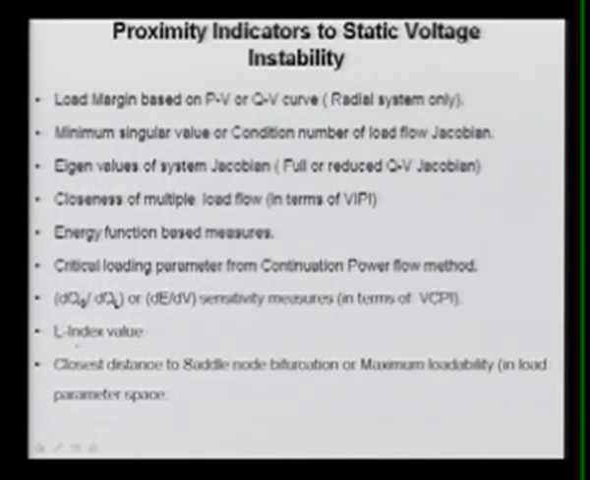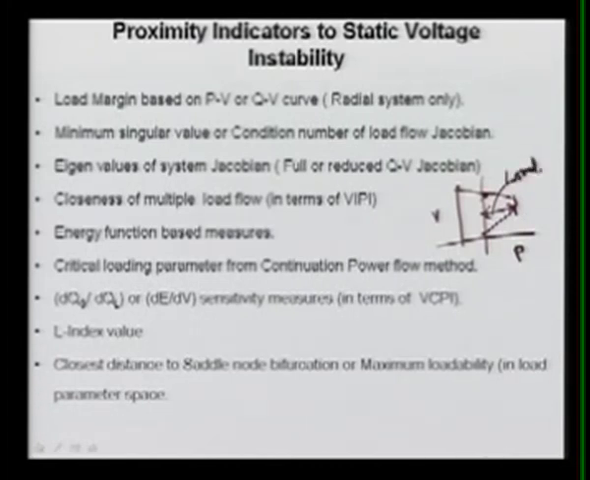First one is the load margin based on PV or QV curves, and it is true only for the radial power system. Especially here, in this P-V curve, how much margin you have from here. Let us suppose you are loaded at this point. So this distance is called the load margin: this point is the nose point, this is your actual operating point, and this is the load margin.